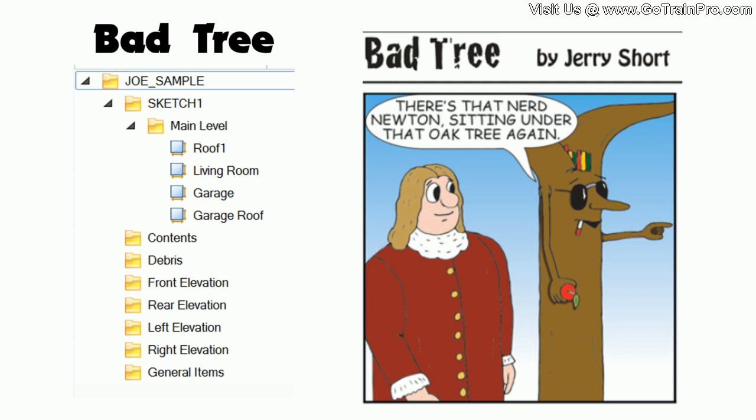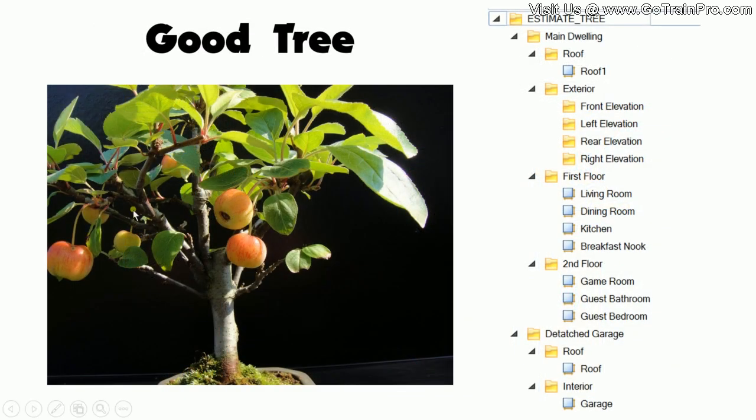Let's take a look at a good estimate tree. In a good one here, it flows from the main dwelling down to the roof, the exterior by elevations, the first floor of the home by the rooms inside that first floor. Then we have our second floor with the rooms through it. And then we move into the detached garage, the roof, and the interior of that detached garage. So that's a much cleaner, easier to understand estimate tree that flows really well.